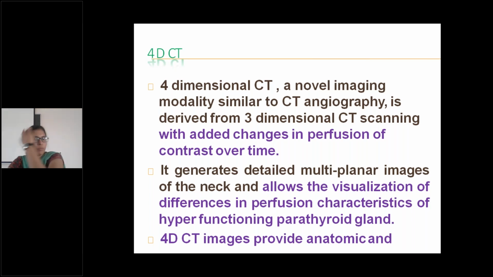In all modalities similar to CT, angiography is derived from three. Initially there will be conventional CT, CECT, 3D CT, 4D CT. These are nothing but phases of contrast enhancement, and the imaging differentiation and anatomical and functional characters are well defined in this CT scan.